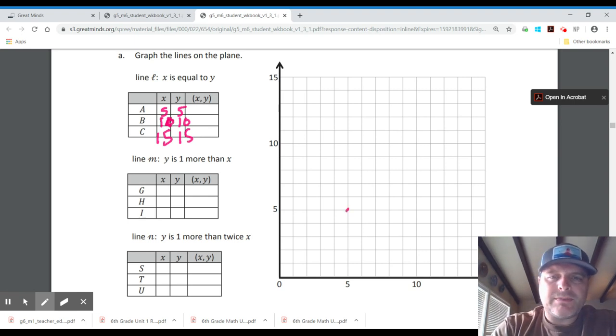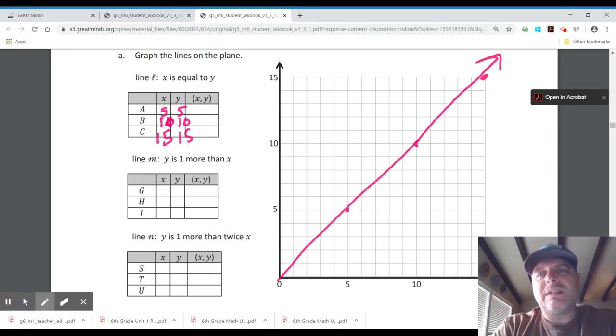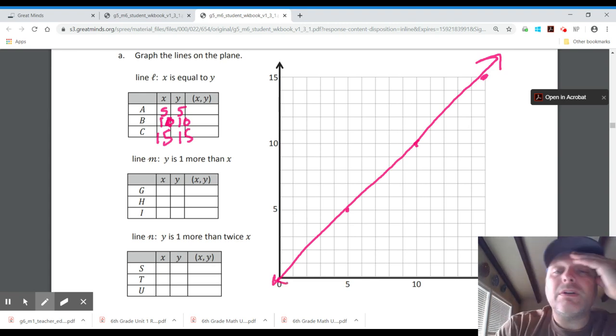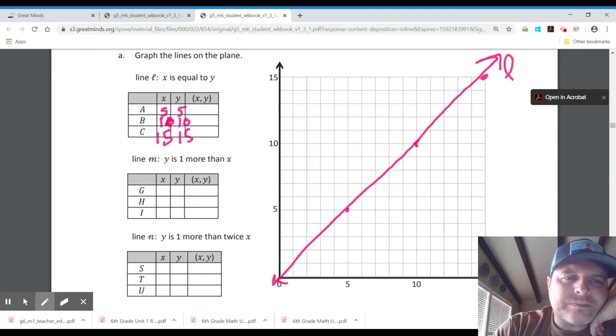And this is going to be the line. So 5, 5, 10, 10, and 15, 15. And it wants us to draw a line. Now, this is a line that is perfect. It has what we would call a slope of 1. So it goes straight up, and x is always equal to y. So that is line L. So then I'm going to label that line L. There you go. Okay, next one is line M.